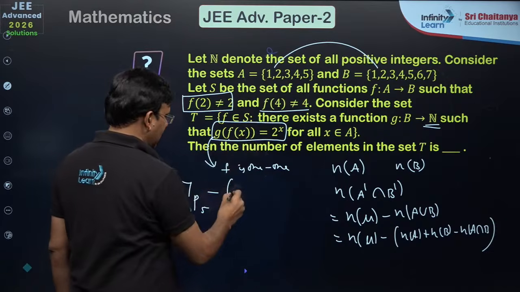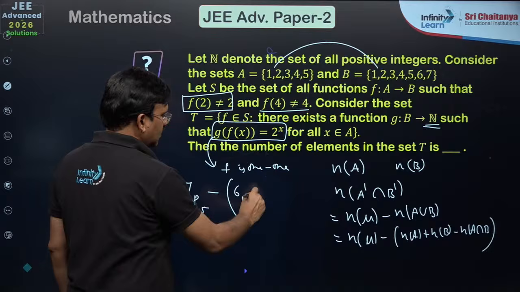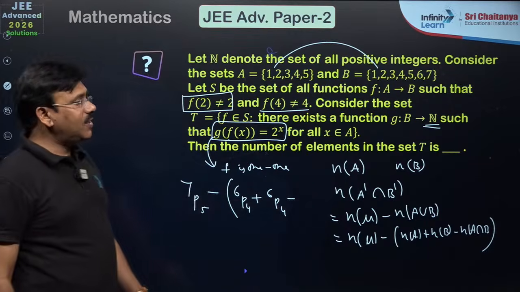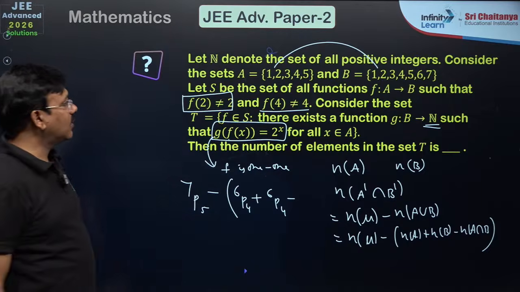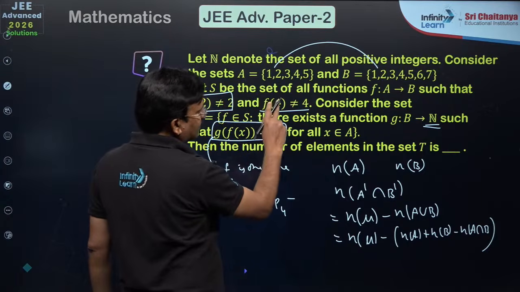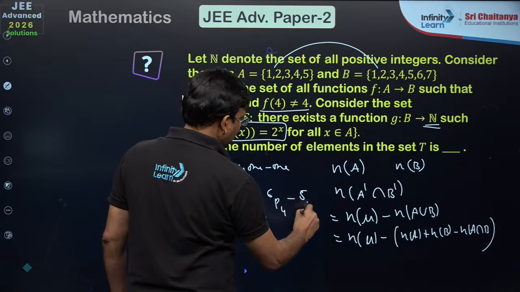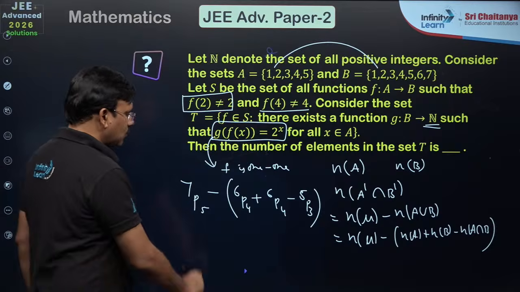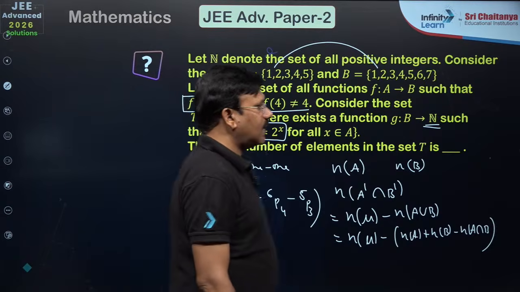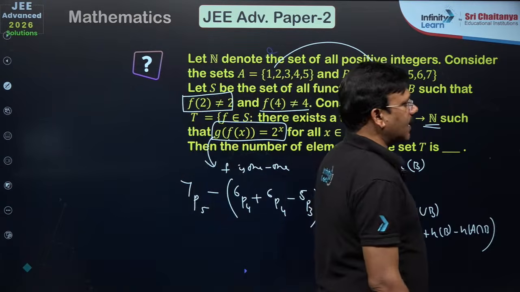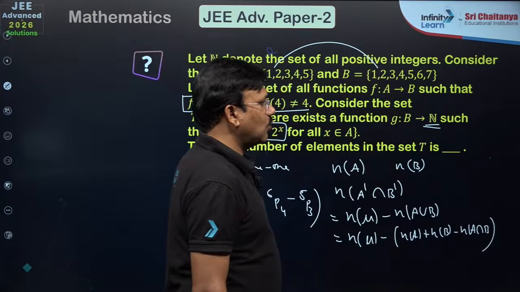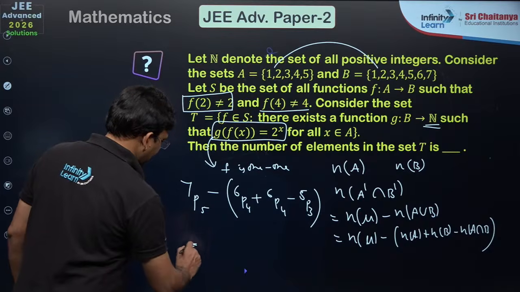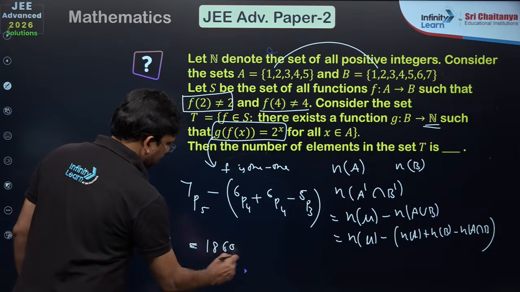So total number of one-one functions is 7P5 minus, so 2 is mapped to 2, then 4 will be left to 6 elements, 6P4. Similarly, n of B is also 6P4. Common will be 2 mapped to 2, 4 mapped to 4, in the sense 3 are left and 5 are left, which is 5P3. You just compute this, so you are going to get the answer, right? So this question, I can say the answer is going to be around 1860. You just simplify, this is 1860.